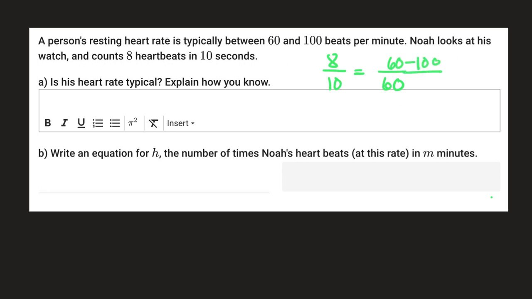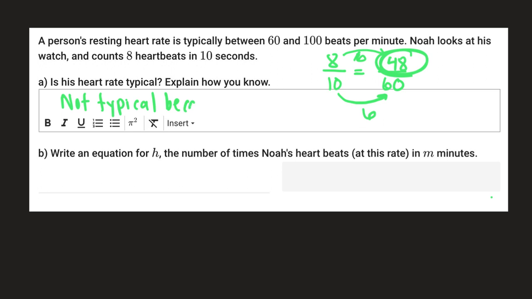We're not sure. So I want to think about what my actual heartbeat is. So if I take my 10, I have to multiply my 10 by 6 to get to 60. So that means I would multiply my 8 by 6 to figure out the beats per minute. That's 48 beats per minute. Is 48 in between the 60 and 100? No, this is not typical, because Noah is only 48 beats per minute.